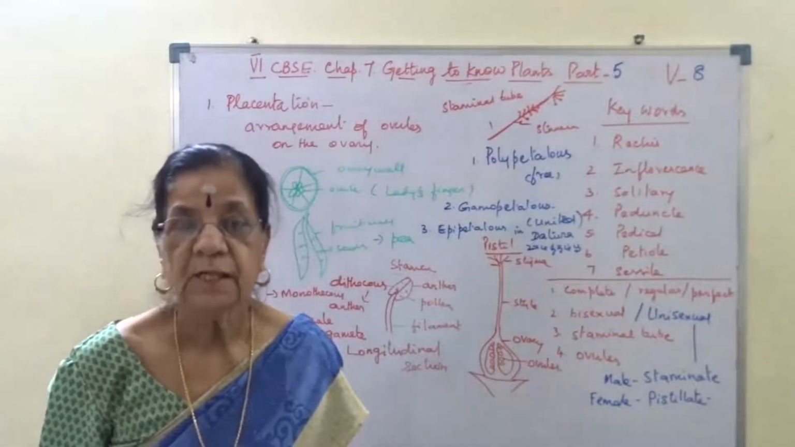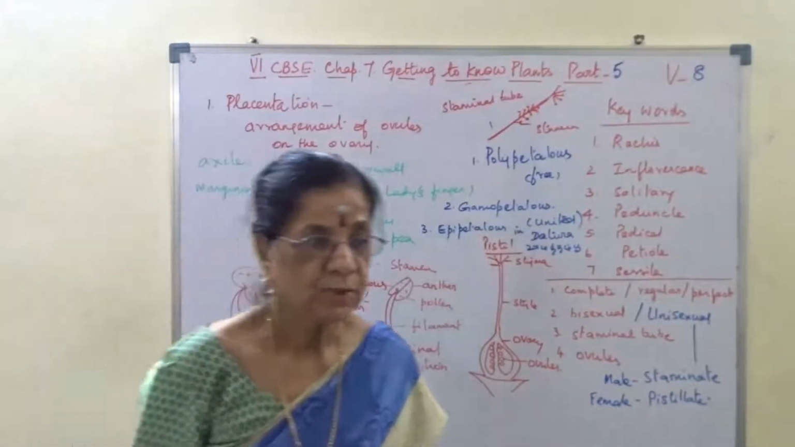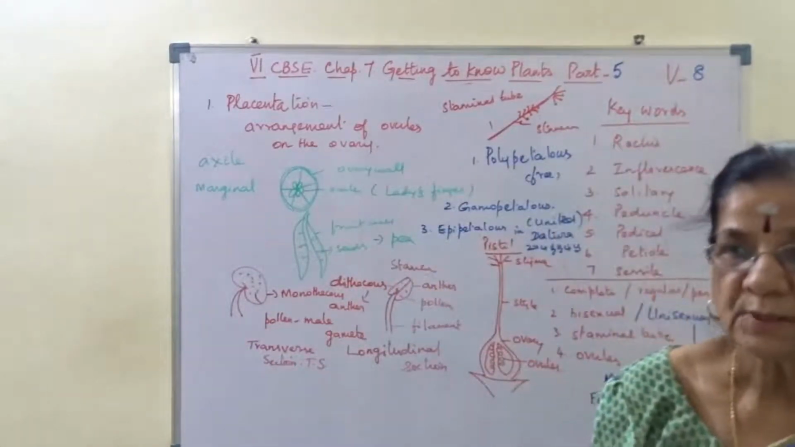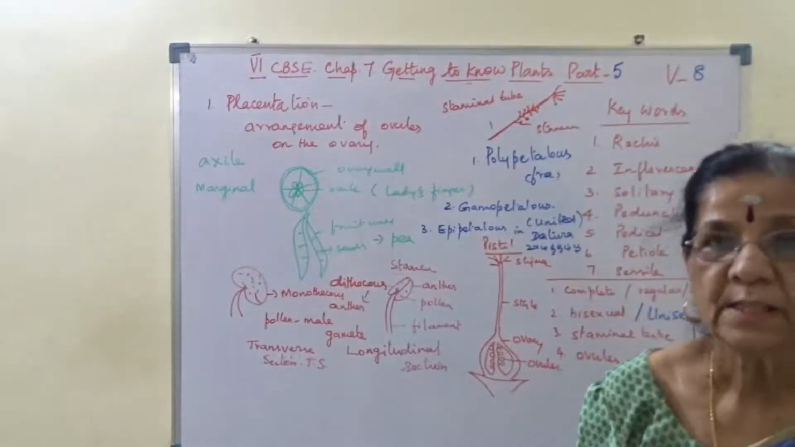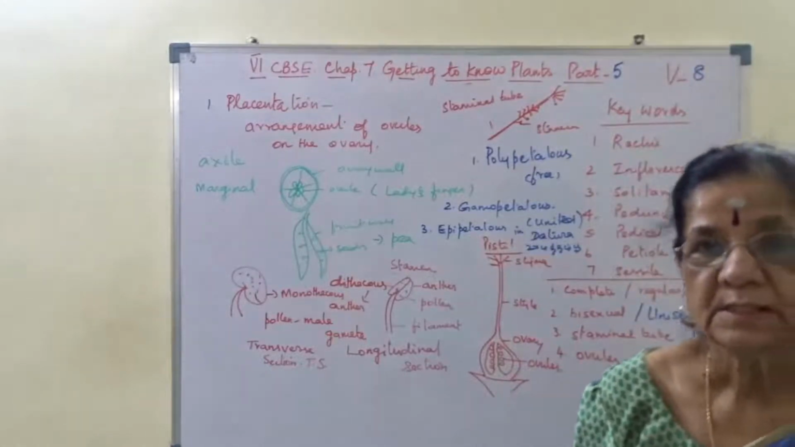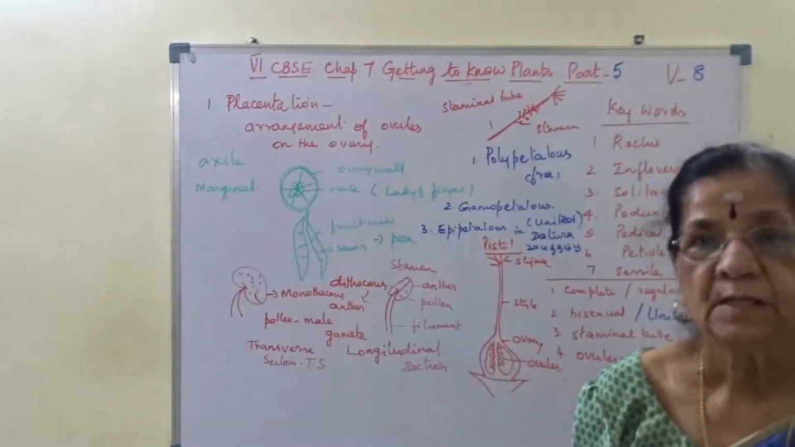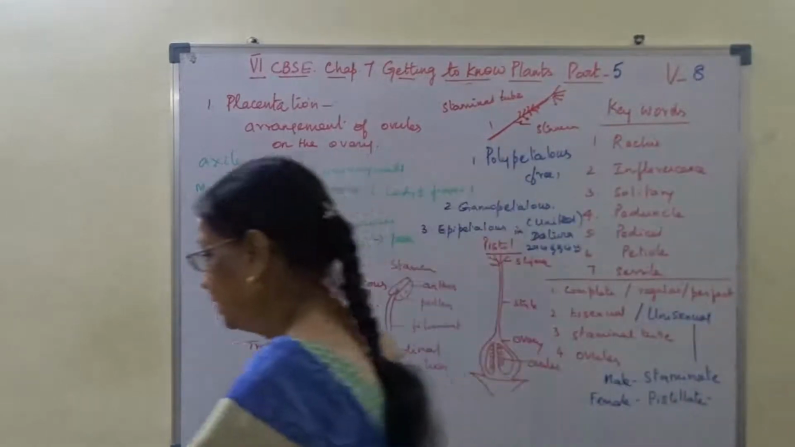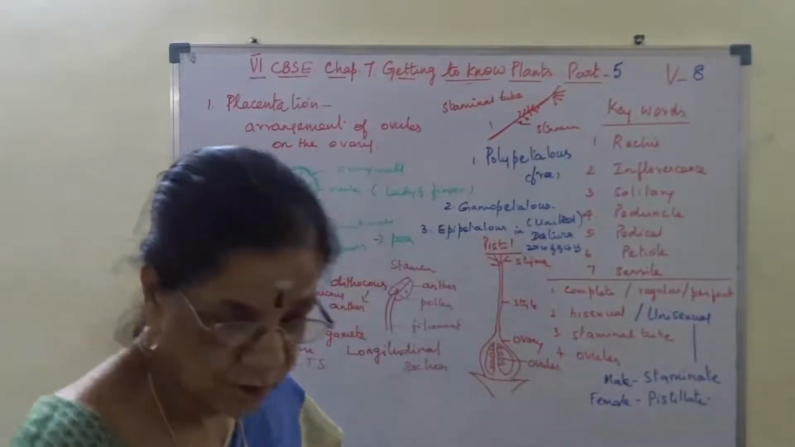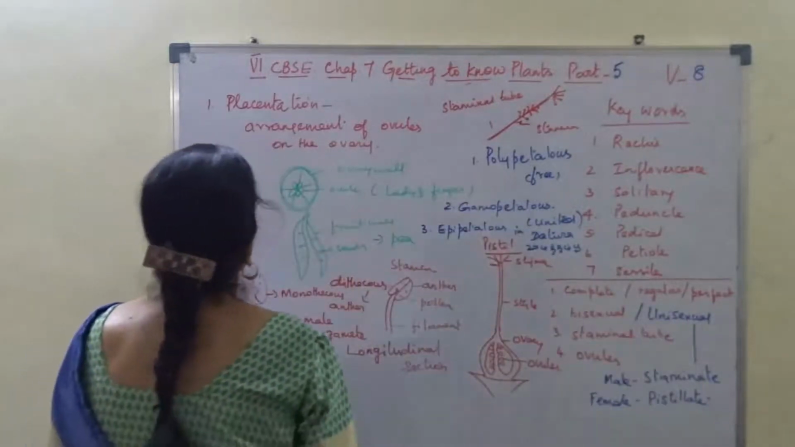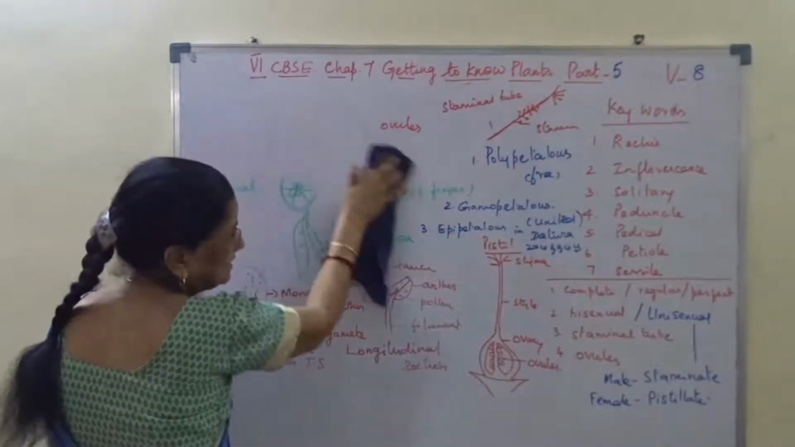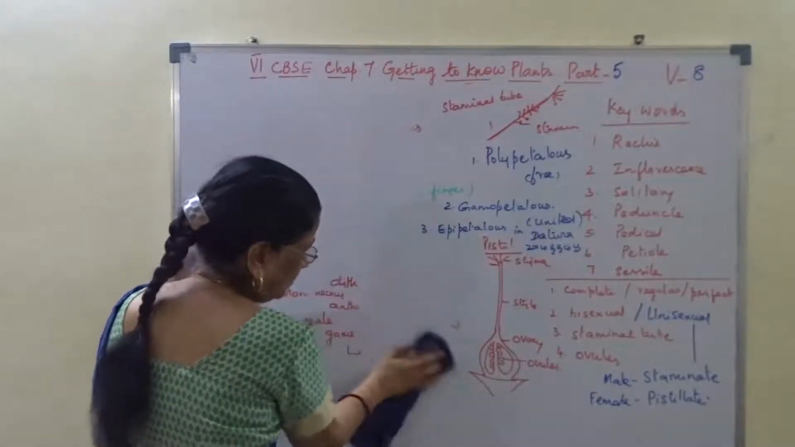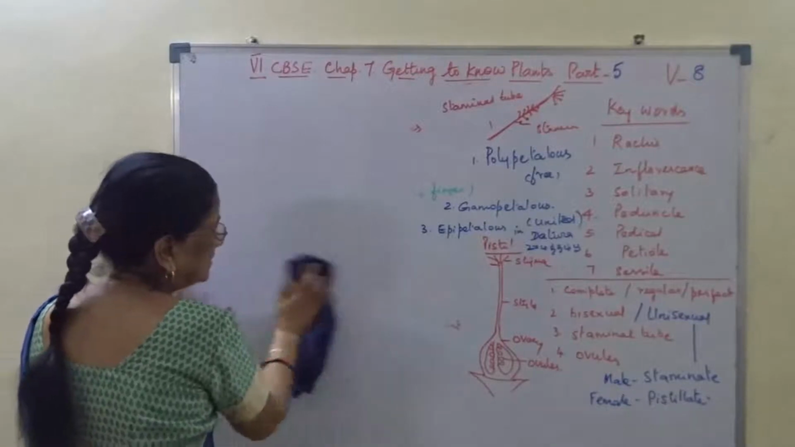So pollination is the transfer of pollen grain from the anther to the stigma, and fertilization is the fusion of male and female gamete. That is fertilization. I hope you understand. So this is for flowers. So just to recollect what all we are doing. And then next one. So these are the technical terms we have learned.